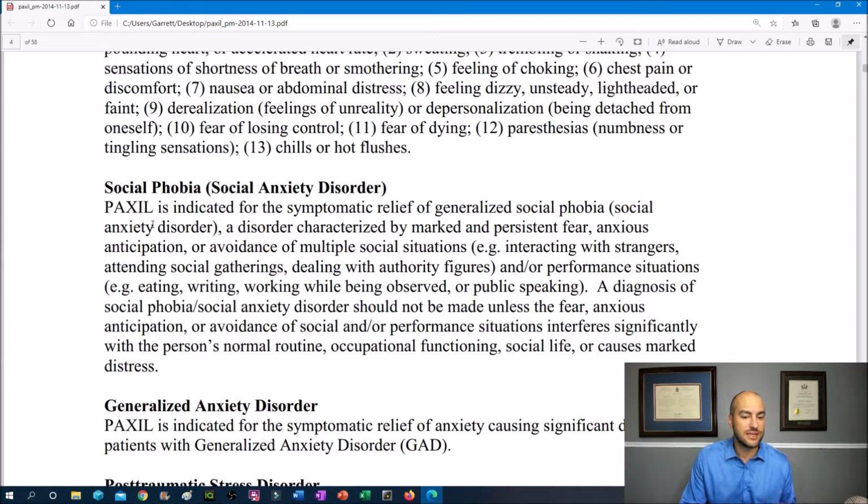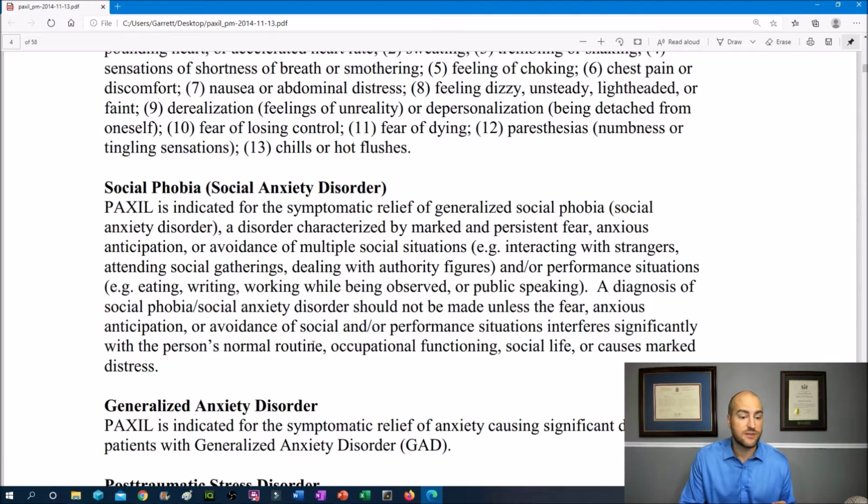Next up, we have social phobia. Paxil is indicated for the symptomatic relief of generalized social phobia, so social anxiety disorder, a disorder characterized by marked or persistent fear, anxious anticipation, or avoidance of multiple social situations. An example here would be interacting with strangers, attending social gatherings, dealing with authority figures, and or performance situations. So eating, writing, working while being observed, or public speaking.